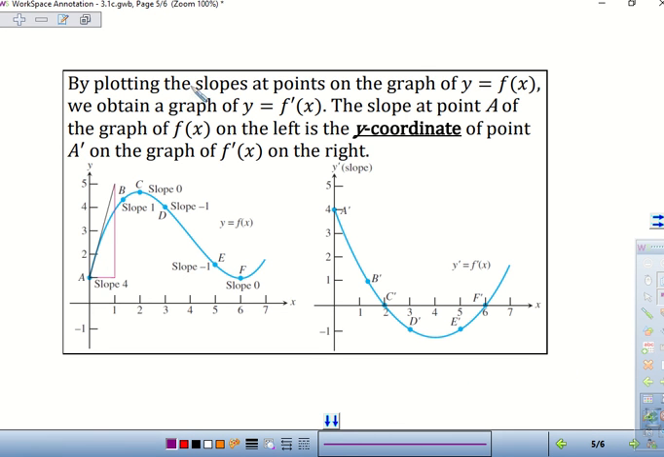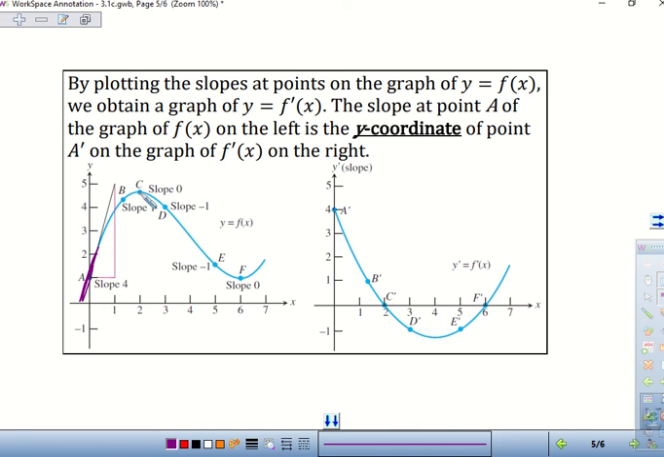So by plotting the slopes at the points of the graph y equals f of x, we obtain the graph of the derivative. The slope at point A of the graph of f of x to the left is the y-coordinate of the point A prime of the graph to the right. So essentially, if we look at any point on this graph on the left here, its slope corresponds to the y-coordinate of this graph. So you see how here at A, the slope is +4, which means the point is at +4.